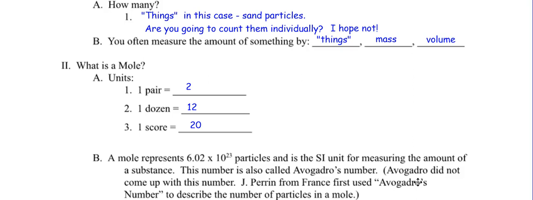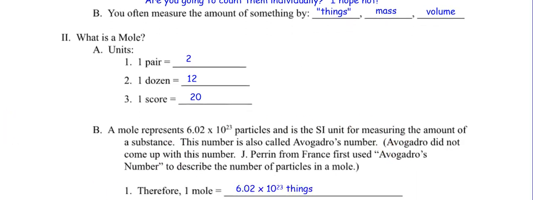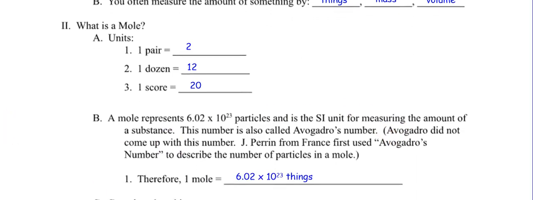So then, if Avogadro was alive at that point, which he wasn't, he had passed away when Perrin came up with this, they said, well, instead of saying the number of gas molecules that make up this balloon, he could have an actual number, 6.02 times 10 to the 23rd, okay? So therefore, 1 mole is 6.02 times 10 to the 23rd things, all right?